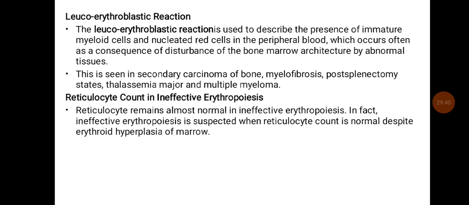Leukoerythroblastic reaction is used to describe the presence of immature myeloid cells and nucleated red cells in the peripheral blood, which often occurs as a consequence of disturbance of bone marrow architecture by abnormal tissues. This is seen in secondary carcinoma of the bone, myelofibrosis, post-splenectomy states, thalassemia major, and multiple myeloma. The reticulocyte count remains normal in ineffective erythropoiesis. In fact, ineffective erythropoiesis is suspected when the reticulocyte count is normal despite erythroid hyperplasia in the bone marrow.